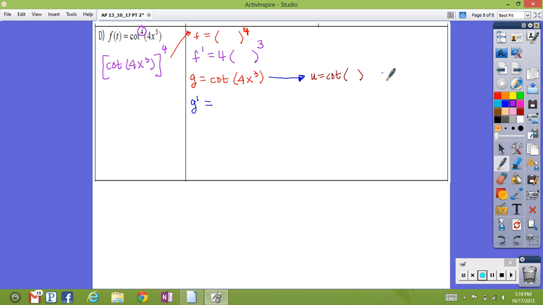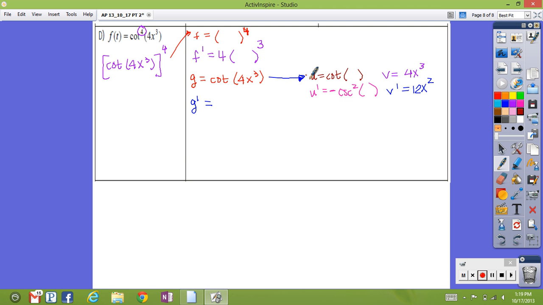V is my inside function. u prime is equal to negative cosecant squared. v prime is equal to 12x squared. Therefore, g prime would be, and so I'm literally taking it from over here.